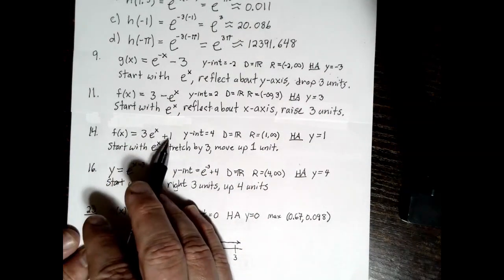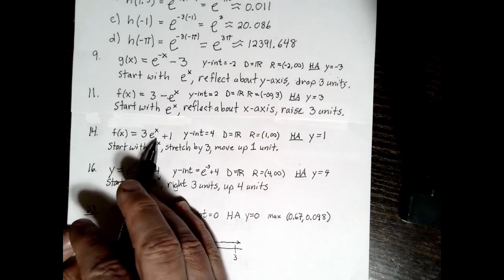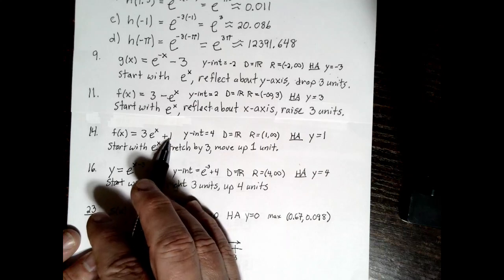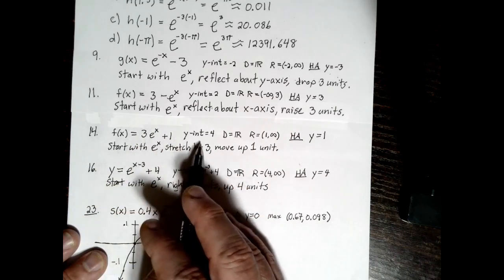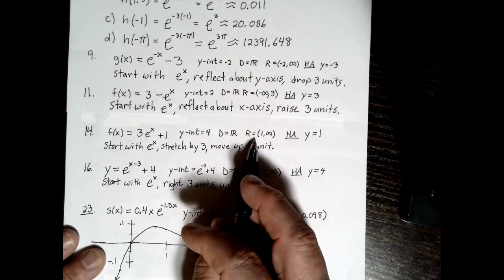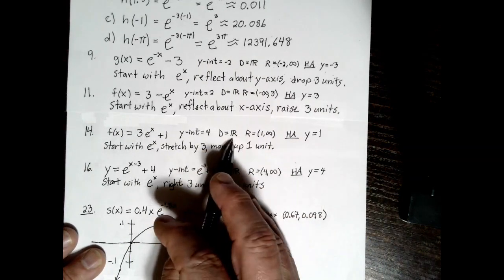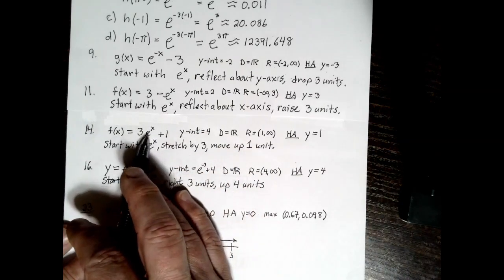3 e to the x plus 1, you'd expect it to be e to the x times 3, meaning it goes up 3 times faster, and then you hike it up 1 unit. So it's stretched times 3, and then moved up 1 unit. So your asymptote moves up 1, your range moves up 1, your domain is still the same. Your y-intercept, well, when you plug 0 in here, you get 4.